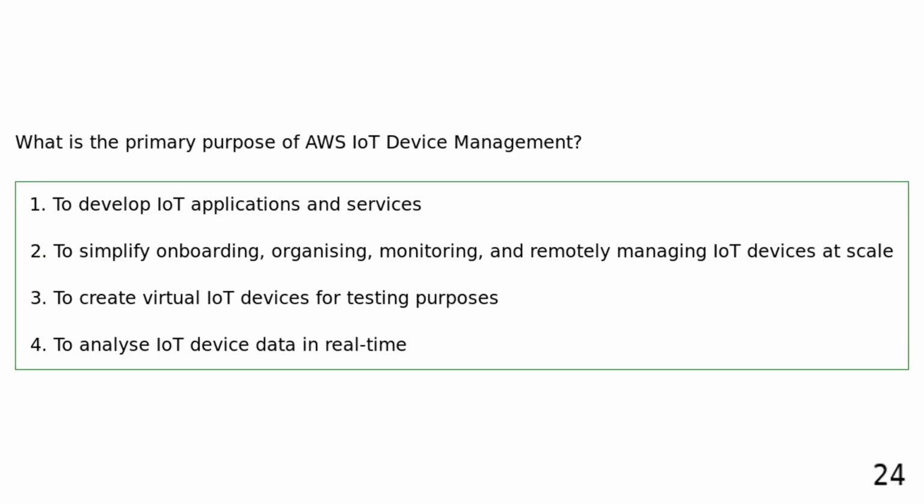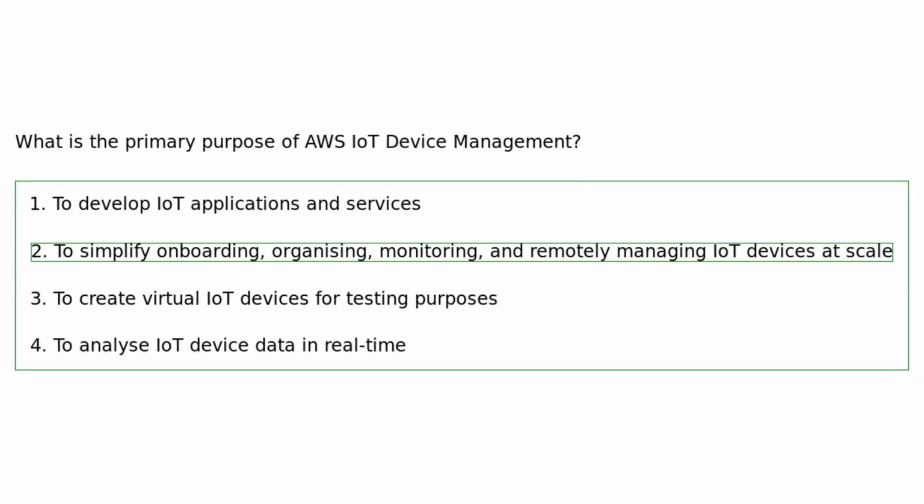What is the primary purpose of AWS IoT Device Management? To develop IoT applications and services. To simplify onboarding, organizing, monitoring, and remotely managing IoT devices at scale. To create virtual IoT devices for testing purposes. To analyze IoT device data in real time.